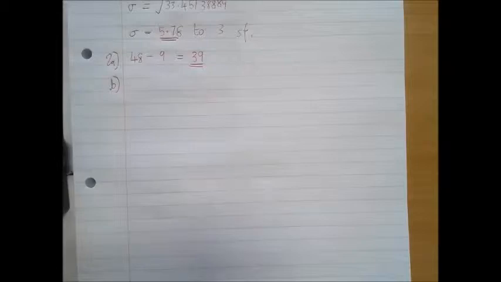Part B, which is the interquartile range. So we're looking at the box effectively, we're looking at one end to the other. So the interquartile range in this case is 25 minus 12, which equals 13.